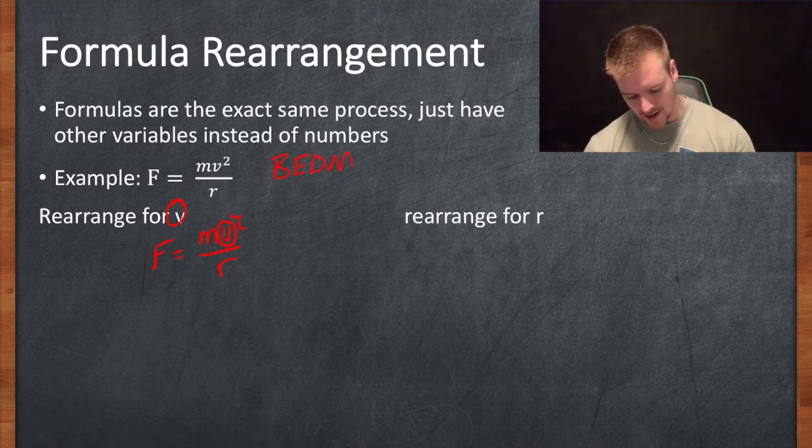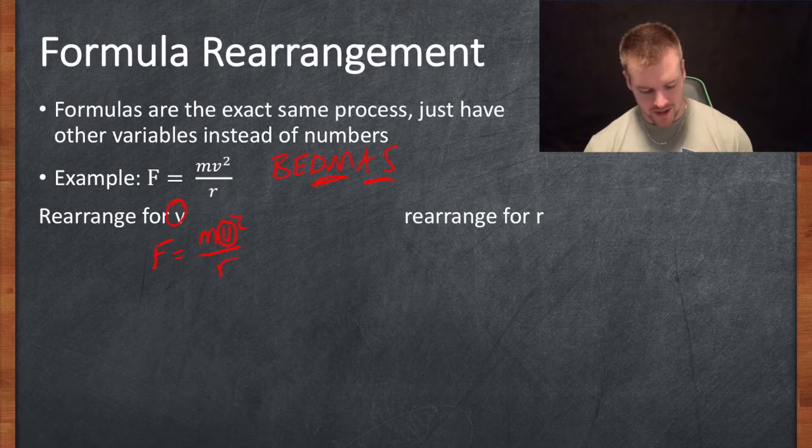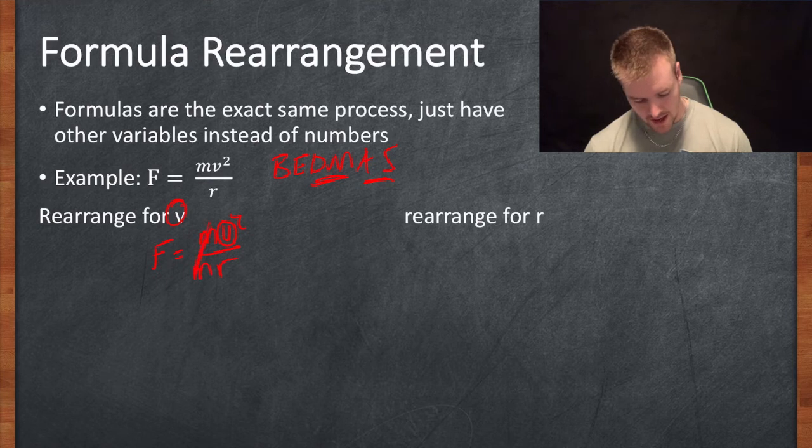So BEDMAS, which one do we do first? Any addition and subtraction? Oh, we're good there. Any division and multiplication? Yes, we have times by m and divide by r. So we need to do the opposite of that. So if it's m multiplied by v, what's the opposite? Divide. So we're going to put m down there, cancel it out. Divide m on the other side as well.